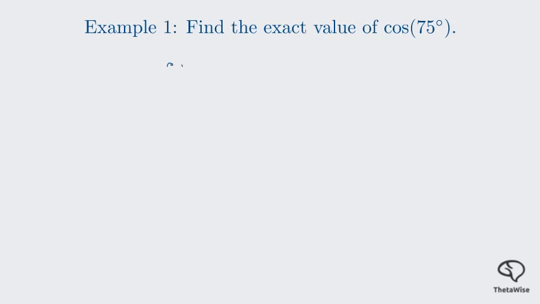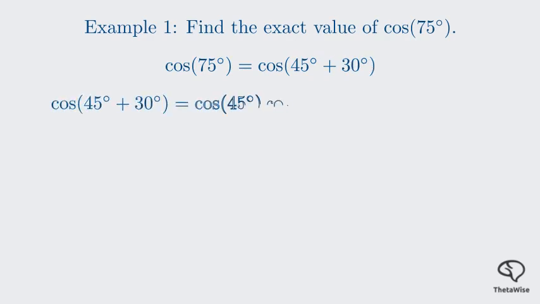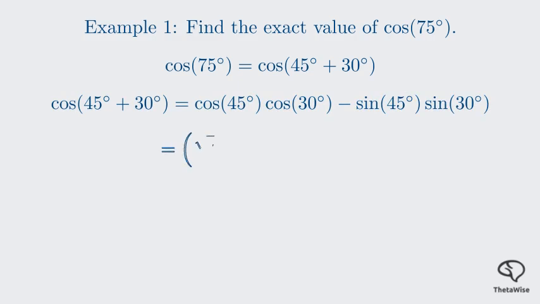Let's use these to find the exact value of cosine of 75 degrees. We can write 75 degrees as the sum of two angles whose trig values we know, 45 degrees and 30 degrees. So cosine of 75 degrees is cosine of 45 plus 30 degrees. Using the cosine sum formula, this is cosine of 45 times cosine of 30 minus sine of 45 times sine of 30. We know these values from the unit circle. Cosine of 45 is root 2 over 2, cosine of 30 is root 3 over 2, sine of 45 is root 2 over 2, and sine of 30 is 1/2.